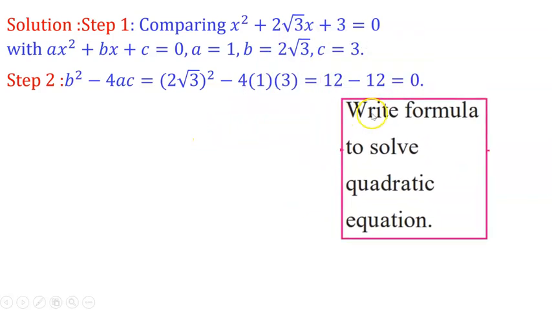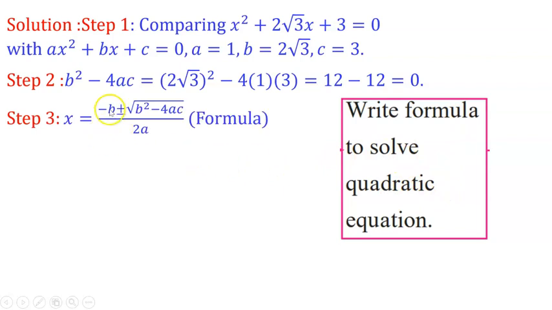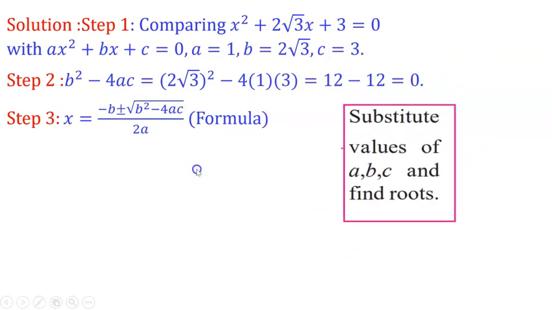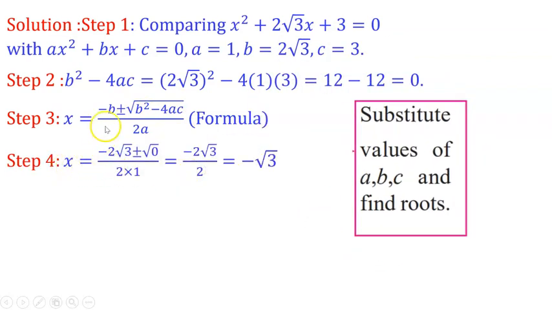Okay, right. Formula to solve the quadratic equation: x is equal to minus b plus or minus root of b square minus 4ac upon 2a. Now substitute the value. X is equal to minus b, the value of b is 2 root 3, so minus 2 root 3 plus or minus root of 0, because the value of b square minus 4ac is 0. And in the denominator 2 into 1. 2 gets cancelled, you will get x is equal to minus root 3.